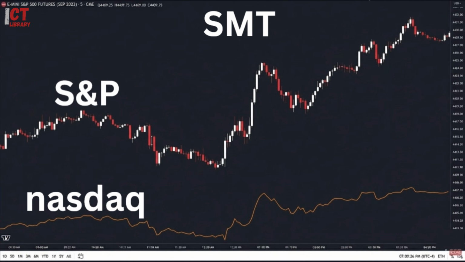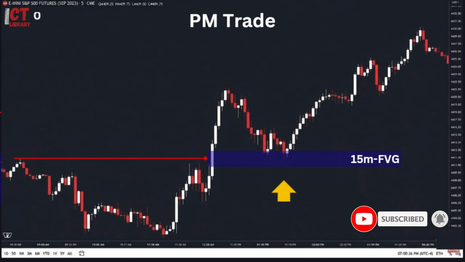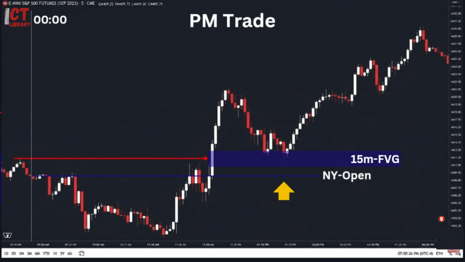If you overlay the Nasdaq chart, you'll see a clear SMT divergence. The S&P was stronger than the Nasdaq, which made a lower low. At midnight, we look for the opening price. If we are bullish, we want to buy near that open. Here is an advanced tip.